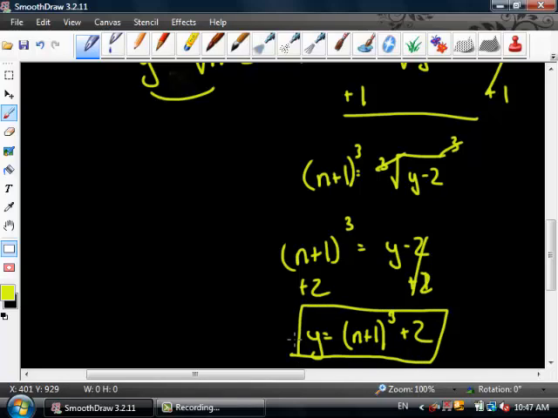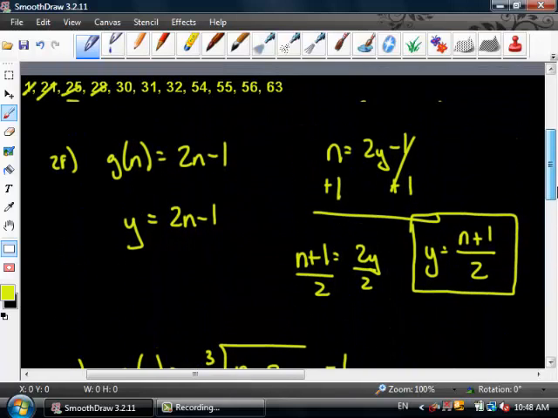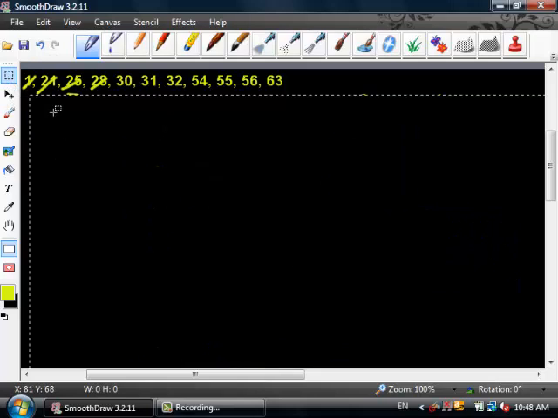Yeah? How come at the beginning you switched it, but then you switched the y's and the n? Because you're switching for y, which is generally your output function, and then you solve for it because you want your output to equal your function. You're just trying to get y by itself because that's what you're outputting every single time. So that's the whole point of the problem.